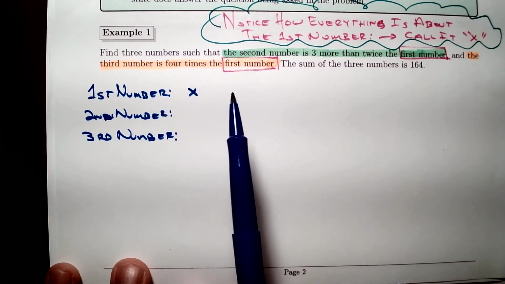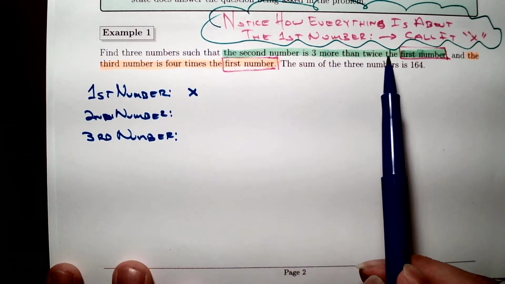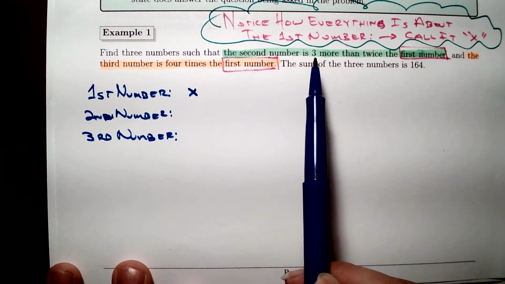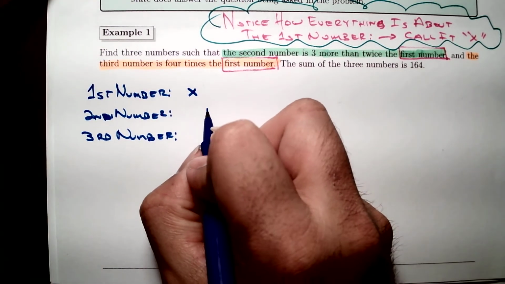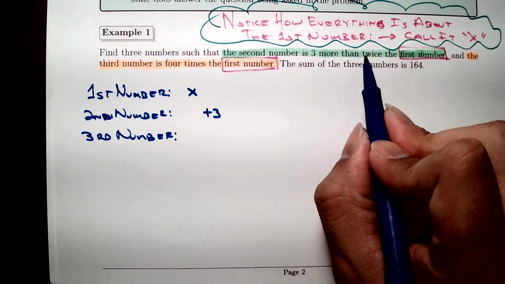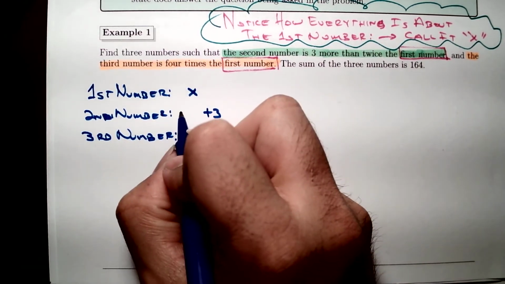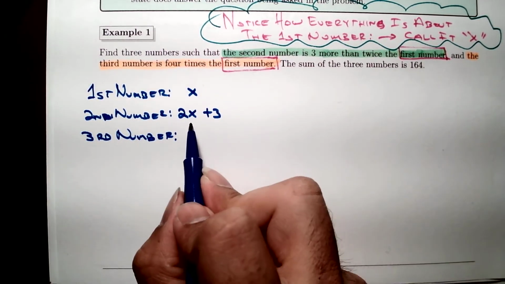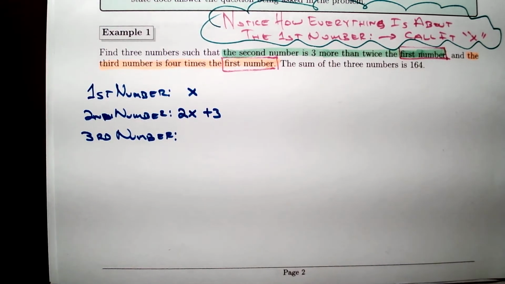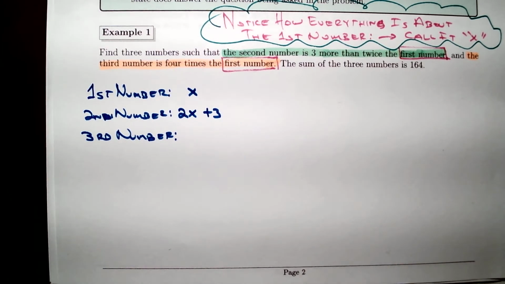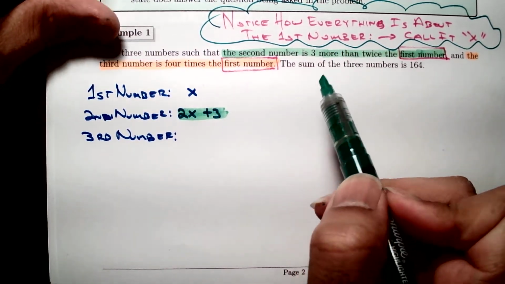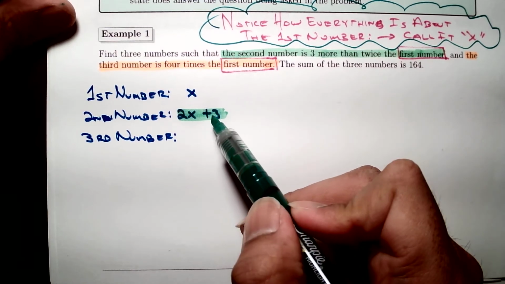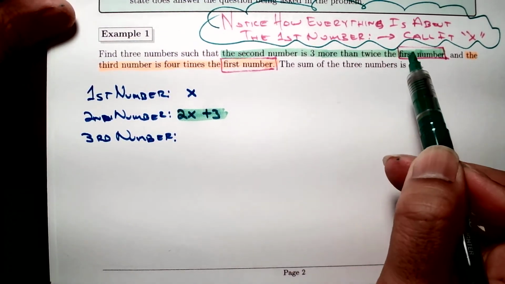Now, using the information from the sentence I highlighted in green, the second number is 3 more than twice the first number. 3 more is something plus 3, and twice the first number is 2x. So 2x plus 3 is the second number. I'm going to highlight this in green just so you can see the connection. Where is this 2x plus 3 coming from? It comes from that piece of information.